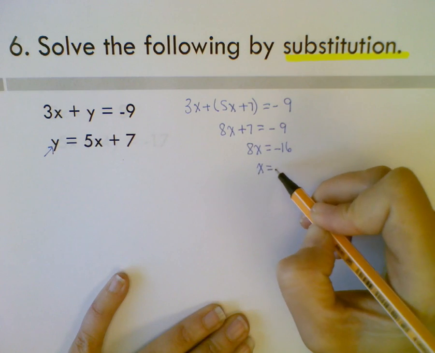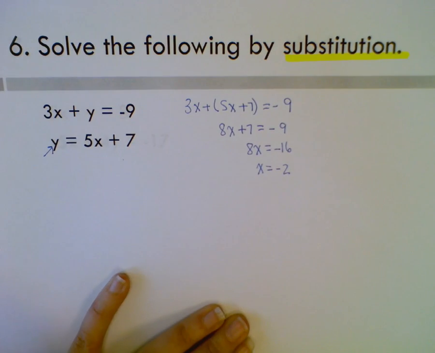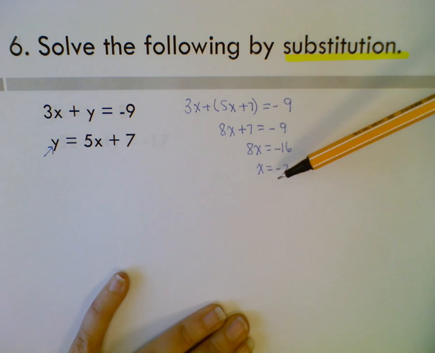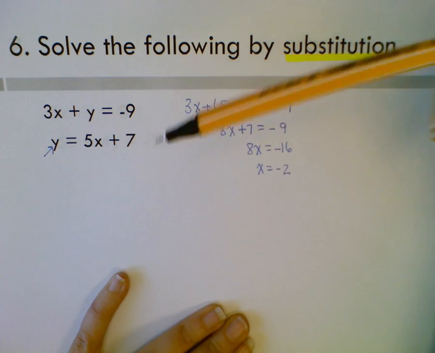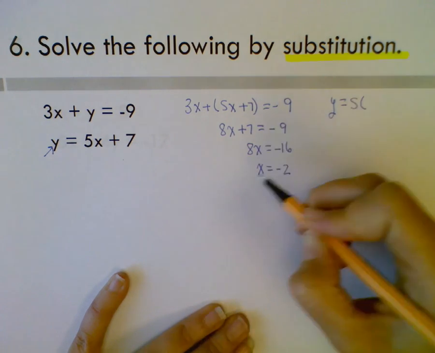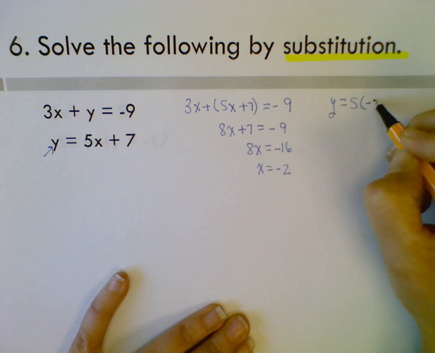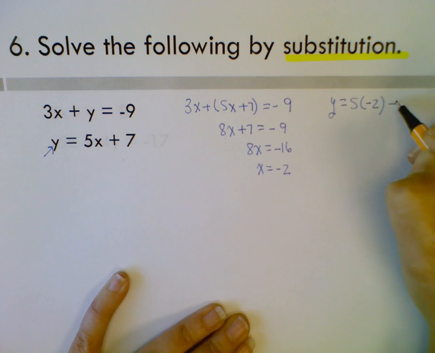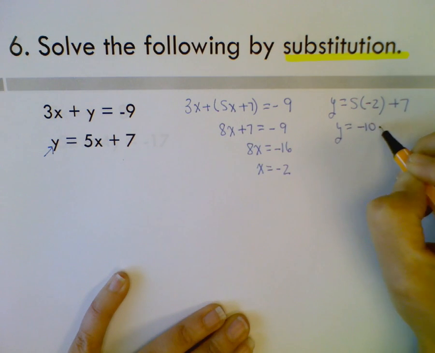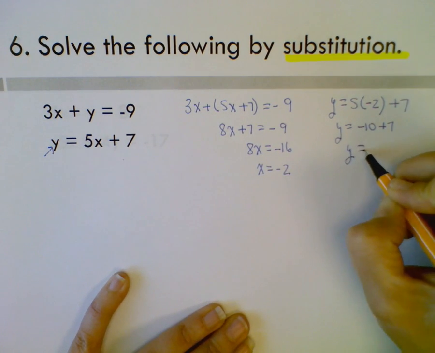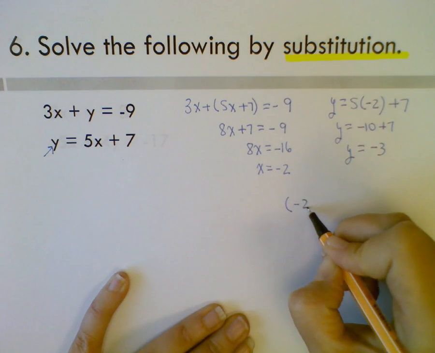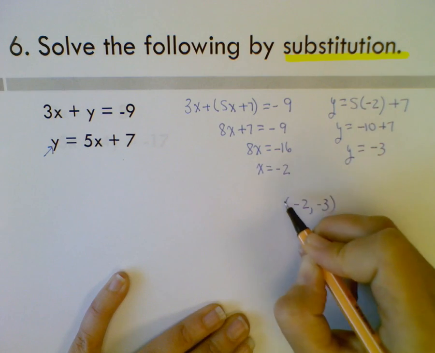So x equals -2. Now remember, if I started using my first equation, when I go to substitute my -2, I need to go into my other equation. So y equals 5 times x, or 5 times -2, plus 7. So that's y equals -10 plus 7, or y equals -3. Ordered pair for your final solution.